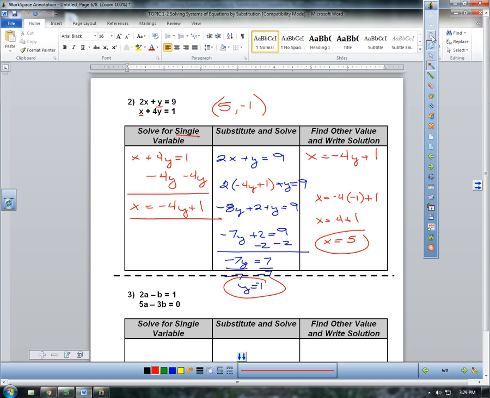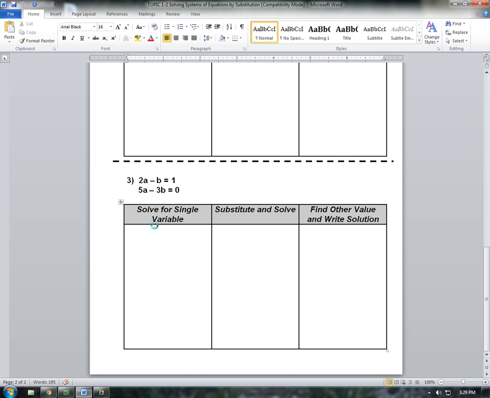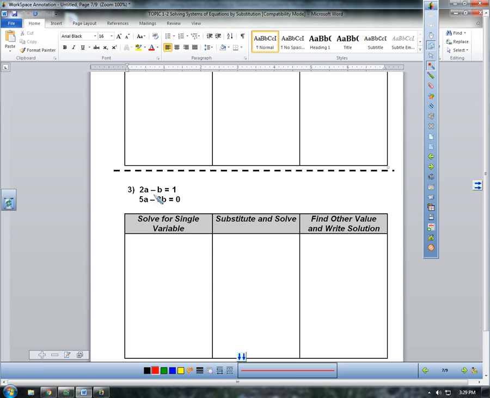Alright, finally let's look at the last one that we're going to do for this video. So, which one has a single variable? This one, because it does not have a coefficient. So I'm going to write this equation here, and this time I'm just going to do it all in the same color just in case that's confusing you. I'm going to write the other one here. Alright, I have to solve for b. So I'm going to subtract 2a. I have negative b equals negative 2a plus 1.